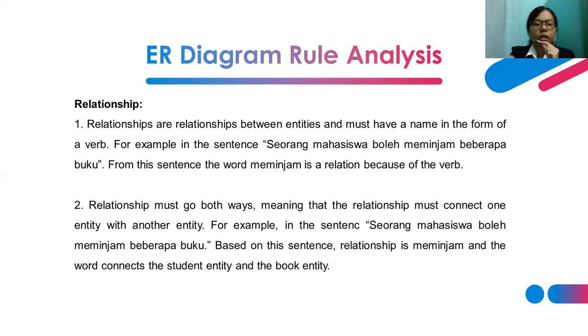Second, a relationship must go both ways, meaning that a relationship must connect one entity with another entity. For example, in the sentence, seorang mahasiswa boleh meminjam berapa buku. Based on this sentence, the relationship is meminjam, and the word connects the student entity and the book entity.